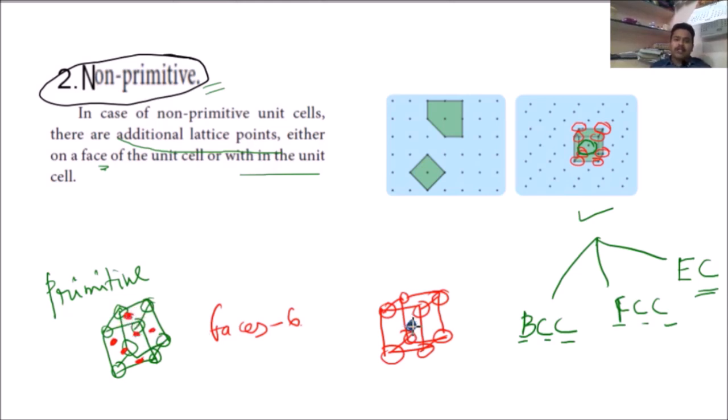Otherwise body center. At that time we can say this is a non-primitive. This non-primitive we can study in 3 ways. One is BCC, body centered cubic cell. Another one is FCC, face centered cubic cell. The other one is end centered cubic cell. These 3 ways we can study.